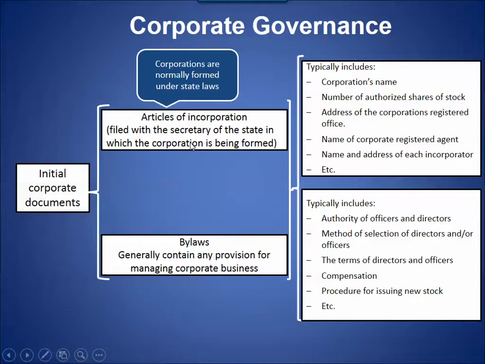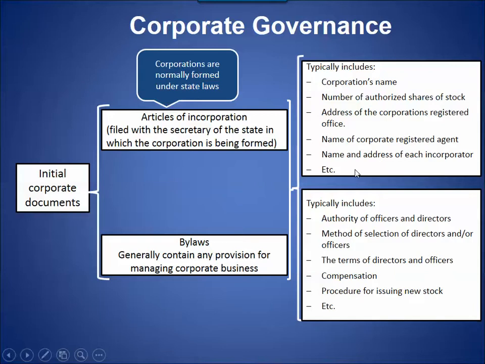And generally speaking, the articles of incorporation include the corporation's name and the number of authorized shares of stock. In other words, you have to put down the number of shares of stock that are authorized, because you just can't keep magically creating shares of stock. They also include the address of the corporation's registered office, the name of the corporate registered agent, in other words, where people can contact the corporation, and the name and address of each incorporator. And there are various other pieces of information that have to be provided based upon the individual state.